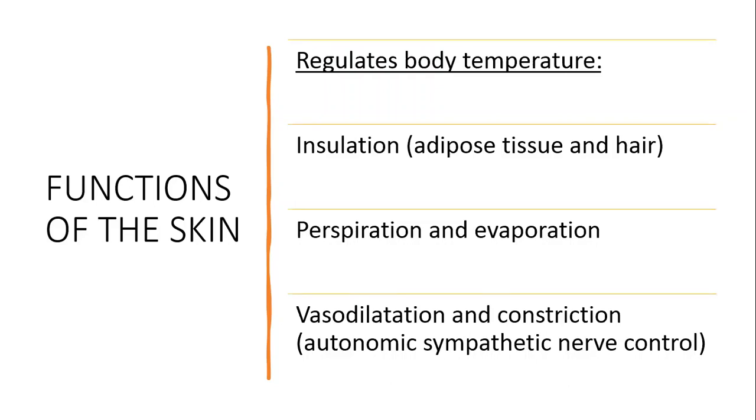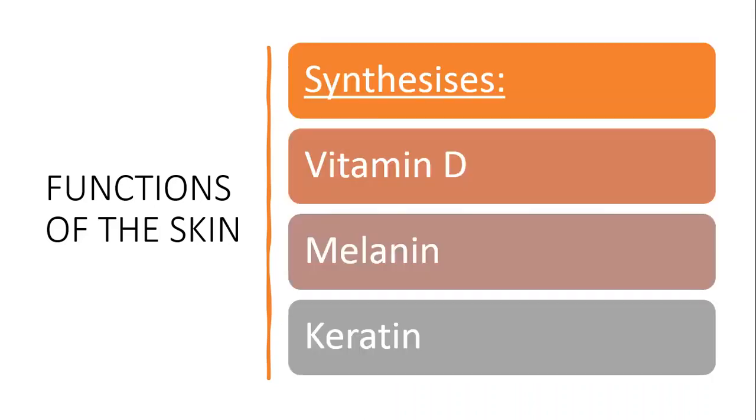It regulates the body temperature through insulation. This is done via the adipose or fatty tissue and hair, perspiration and evaporation, and vasodilatation and constriction, which is autonomic sympathetic nerve control. Functions of the skin also include the synthesis of vitamin D, melanin, and keratin.